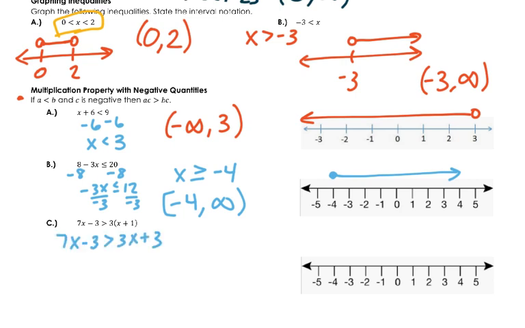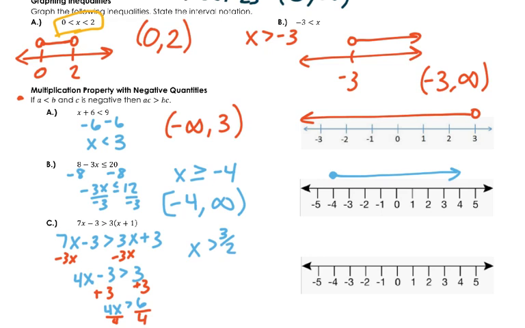I'm going to get the variable terms on one side and the constant terms on the other. I'm going to do this by subtracting 3x from both sides. I'm going to add 3 to both sides. I'm going to divide both sides by a positive 4. I'm dividing by a positive 4, so I do not need to change the direction of my symbol. 6 divided by 4 simplifies to 3 over 2.